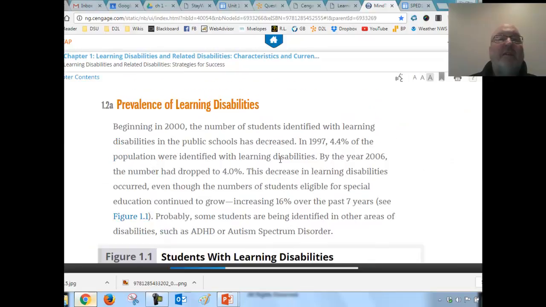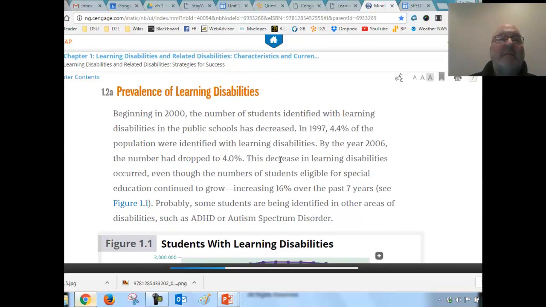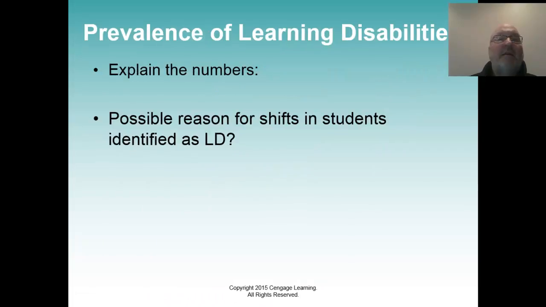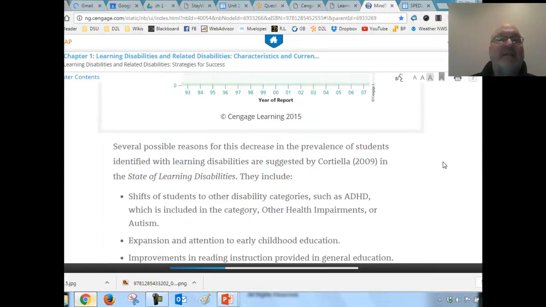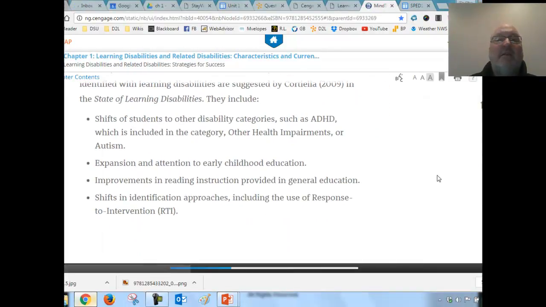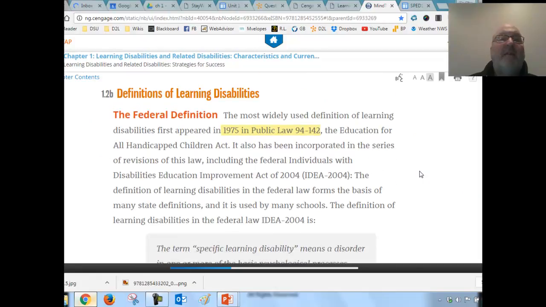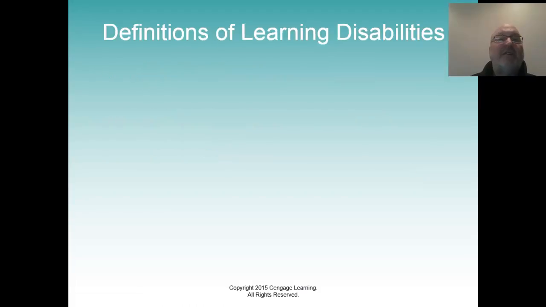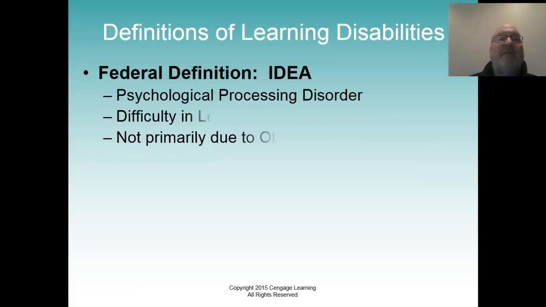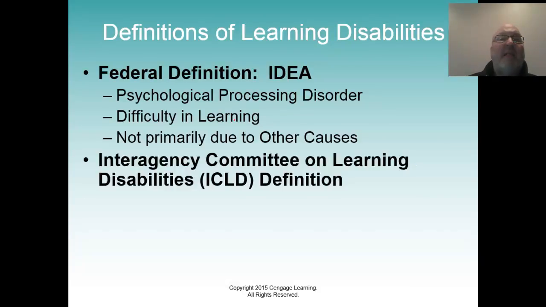And here's the prevalence again of learning disabilities. And the prevalence, you explain the number, whether it's up, down, and why, and then possible reasons. And it does a nice job here of explaining some of that. Okay. Then definitions. There's a lot of definitions here. These are the federal definitions. And this is there. It doesn't track exactly, but there's several. And this will be a little confusing for you.